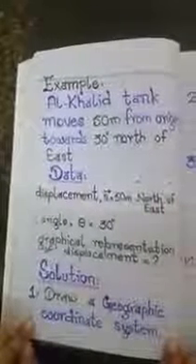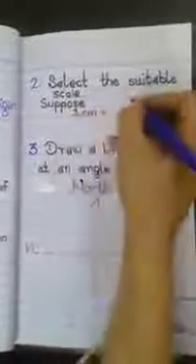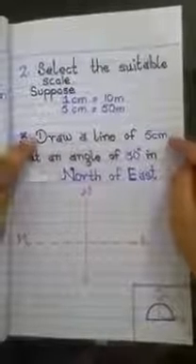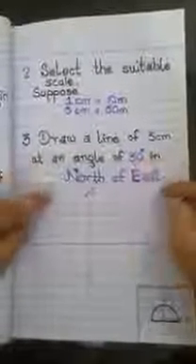To represent the displacement graphically, we follow some steps. Step 1 is to draw a geographic coordinate system. The next step is to select a suitable scale. Suppose 1 centimeter is equal to 10 meter. So 5 centimeter is equal to 50 meter. It means that if I draw a 5 centimeter line, that 5 centimeter line actually represents 50 meter. The third step is to draw a line of 5 centimeter at an angle of 30 degrees north of east.